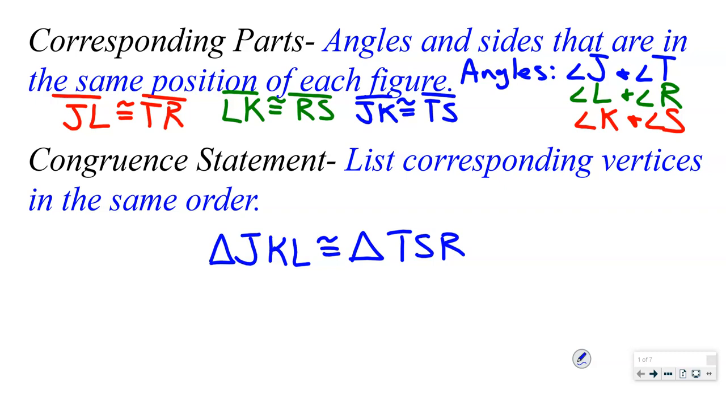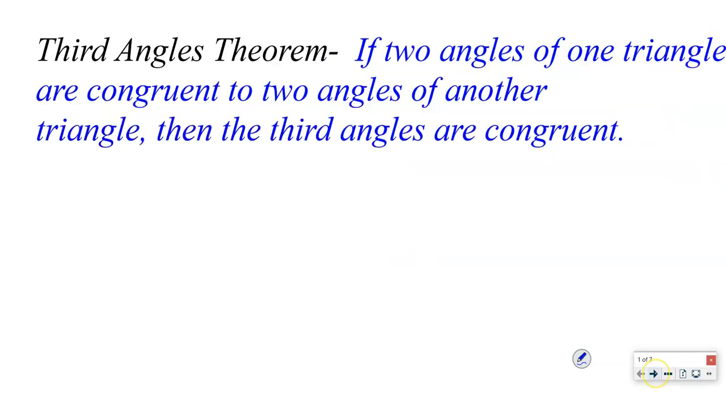You will have some questions where this congruence statement might be mixed up a little bit. It may say, are these two triangles congruent? And they list JKL congruent to SRT. That would not be correct because the second triangle was not listed in the same corresponding order as JKL. So you do have to pay attention to the order. The order matters.